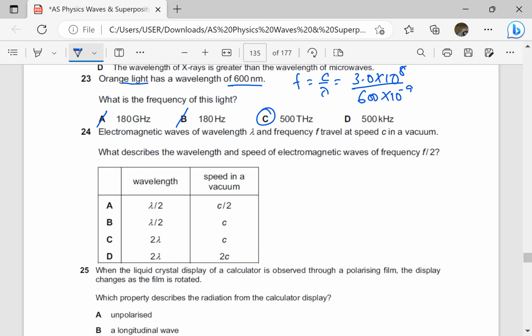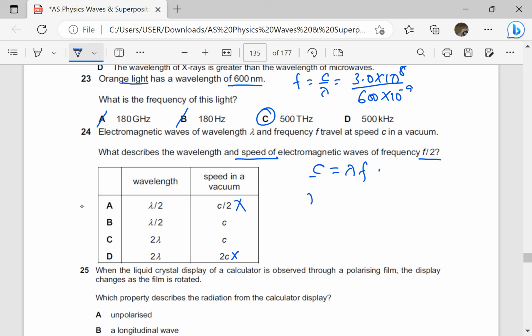Electromagnetic waves of wavelength lambda and frequency f travel at speed c in a vacuum. What describes the wavelength and speed of electromagnetic waves of frequency f over 2? So we know that for waves, c, which is the speed, is equal to lambda times f. Remember, the speed does not change. So the speed remains c. That means we have eliminated the 2c and c over 2. The speed is constant for electromagnetic waves.